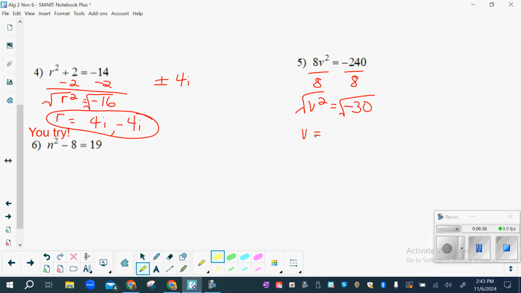What do we do with the negative inside the radical? We don't. What does the negative inside the radical become? An i, that's right. So this is i square root 30 and negative i square root 30.